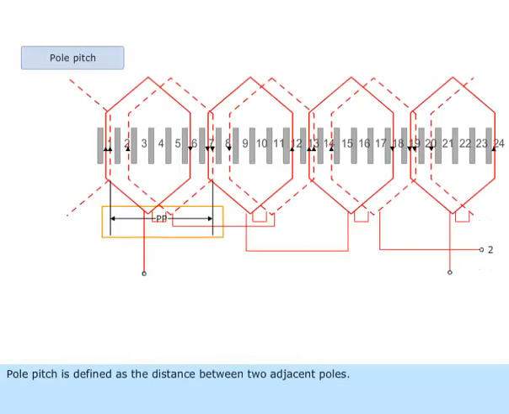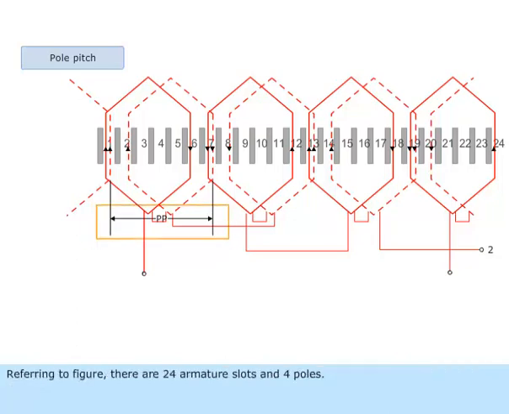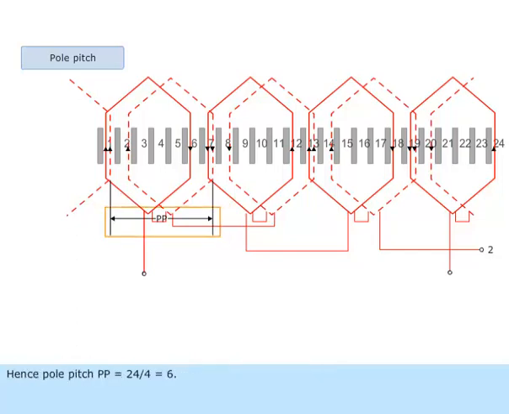Pole pitch. Pole pitch is defined as the distance between two adjacent poles. Pole pitch is measured in terms of slots or coil sides. Pole pitch can be expressed as the ratio of number of slots in the stator to the number of poles. Referring to figure, there are 24 armature slots and 4 poles. Hence, pole pitch, or PP, equals 24 divided by 4, which equals 6.